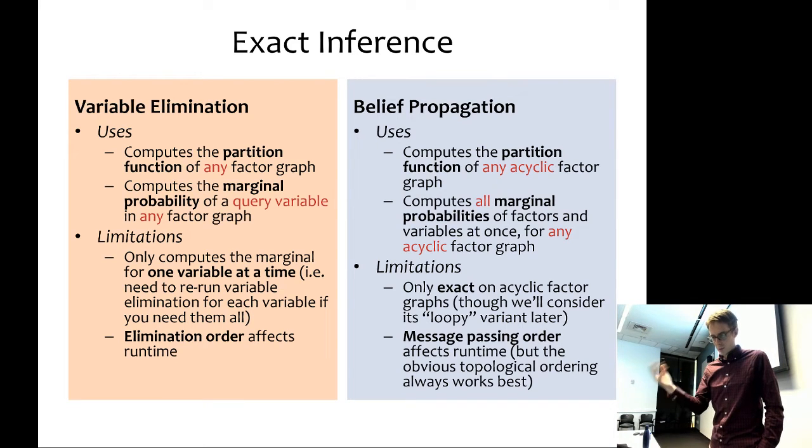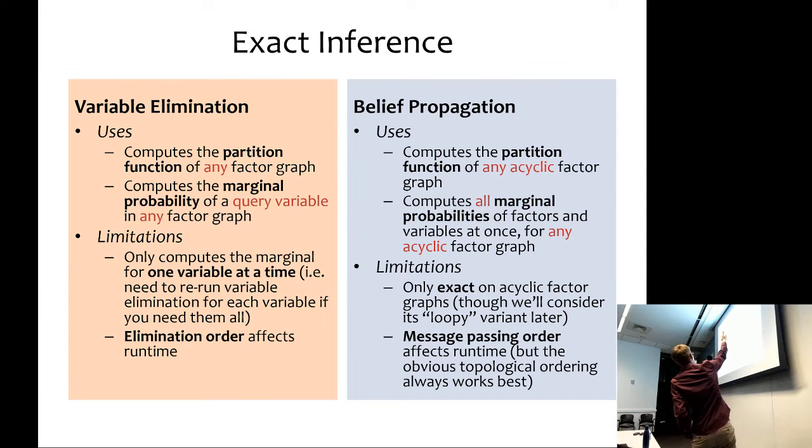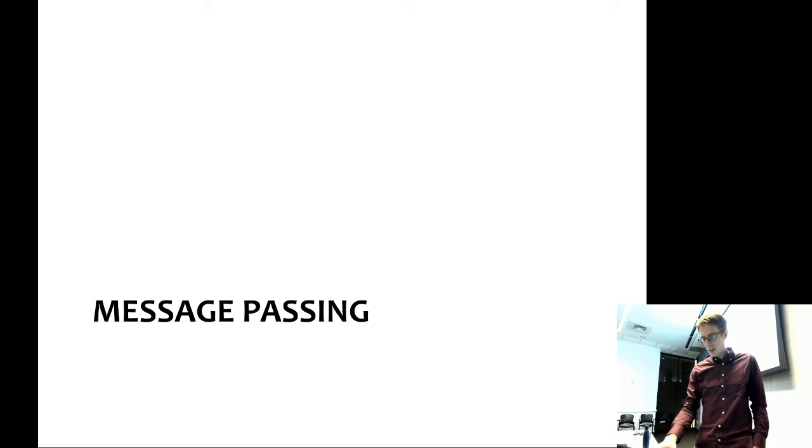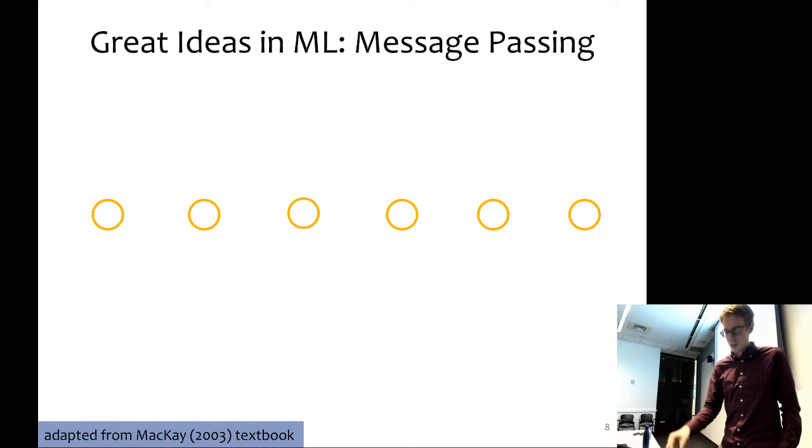Okay, so now that we see at a high level what belief propagation gives us over variable elimination, namely that we can compute all the marginal probabilities at once, let's find out what it actually is. Okay, so to get there, I want to start with a little example that is useful both for introducing forward-backward, but I think it actually is a better example for introducing the belief propagation algorithm. Okay, so here's the idea.